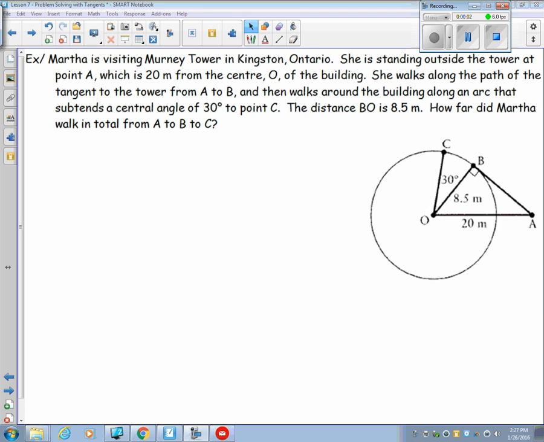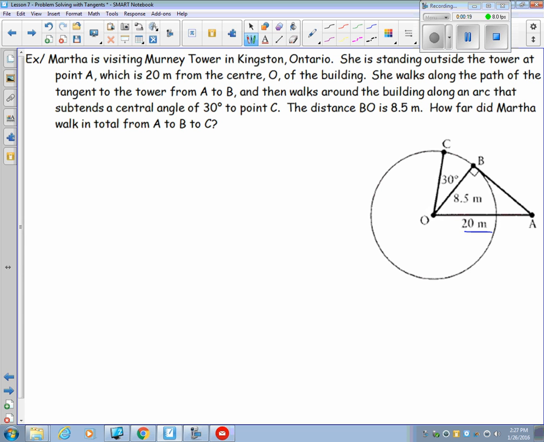On the back side of this lesson, we're looking at some problem solving with tangents. So we've got Martha. She's visiting Murney Tower in Kingston, Ontario. She's standing outside the tower at point A, 20 meters from the center of the building, shown in the diagram right here. We've got the 20 meters right there.